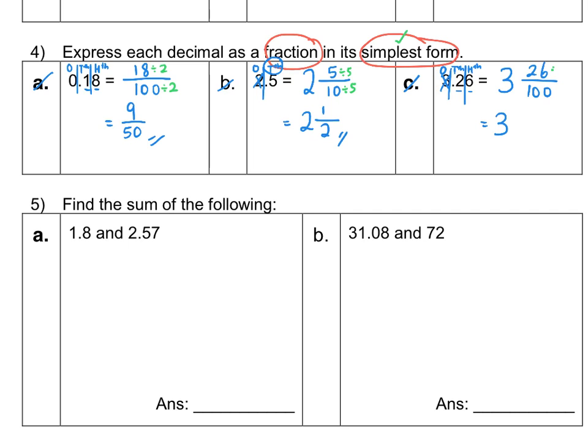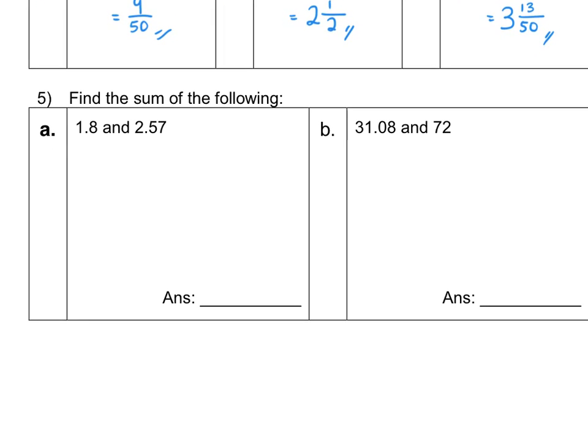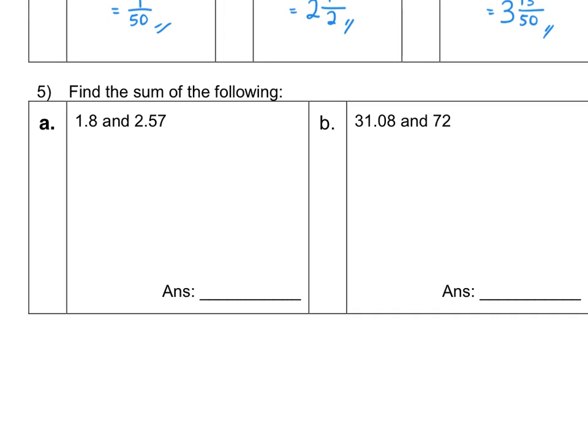26 and 100 can be divided by the same number. So we try for the smallest number, 2. 26 divided by 2 is 13. 100 divided by 2 is 50. So this is the answer for part C. Let's go on to the last question. Find the sum of the following.